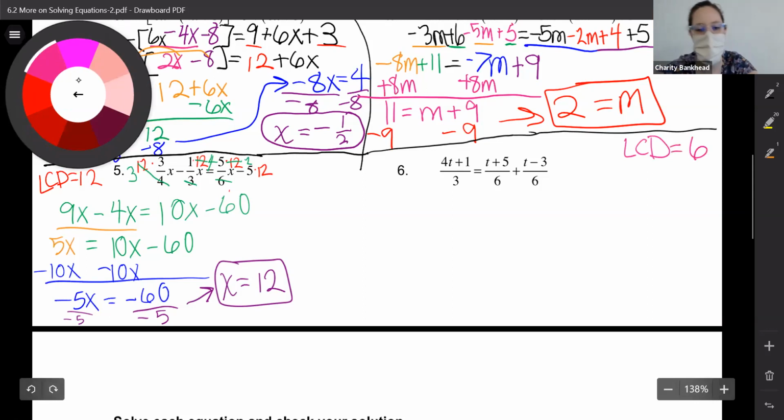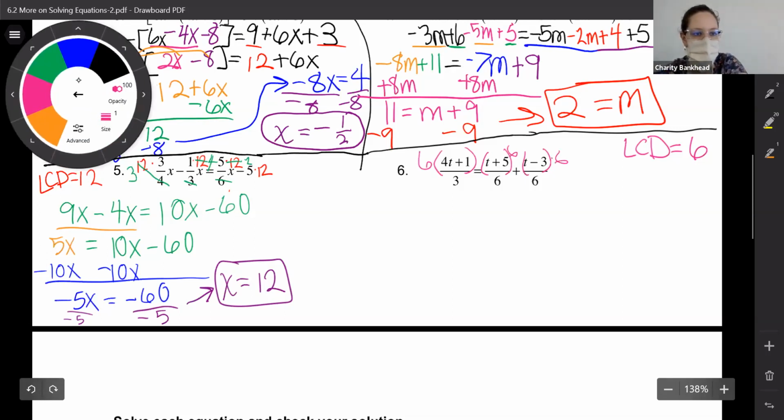So 6 is the LCD. All right, so we're going to multiply each term. Since we have two terms in each numerator here, we want to put parentheses around that, the 4t plus 1. We want to put parentheses around each one of these so we make sure we know we have to distribute. All right, so we're going to multiply that by 6, and that by 6, and that by 6.